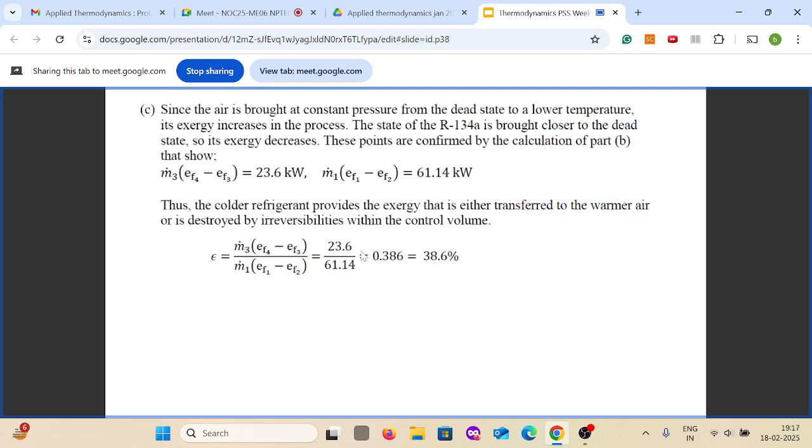Next we need to find the exergy efficiency of the heat exchanger. This is just like the previous one. The exergy change for my air is m dot 3 times (EF4 minus EF3), which is 23.6 kilowatts, and similarly the exergy change for my refrigerant is EF1 minus EF2, which is 61.14 kilowatts.